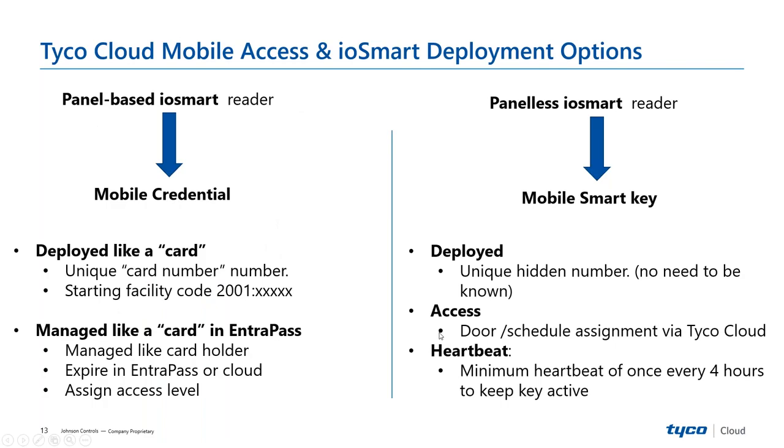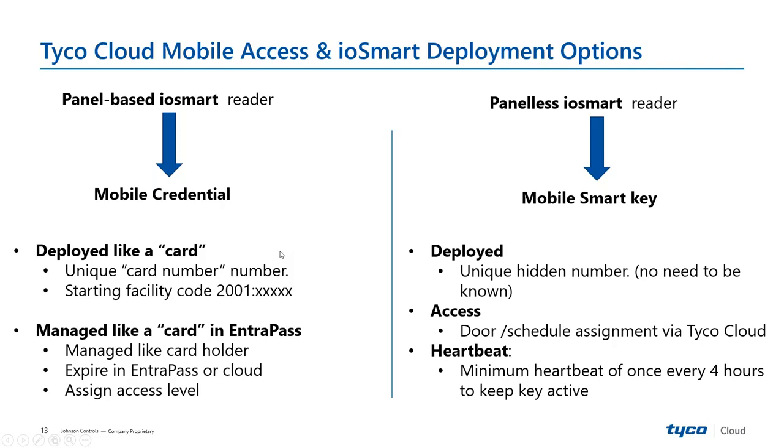Okay. So now you're like, okay, guys, I'm tired here. I have panel-based and I have panel-less, I have mobile credentials, mobile keys. What do I have to do? It's a bit confusing, right? It's actually pretty straightforward. We have a panel-based ioSmart reader, and a mobile credential is basically a card on your phone. Simple as that. Okay? It's deployed like a card in Enterpass and even in the cloud.